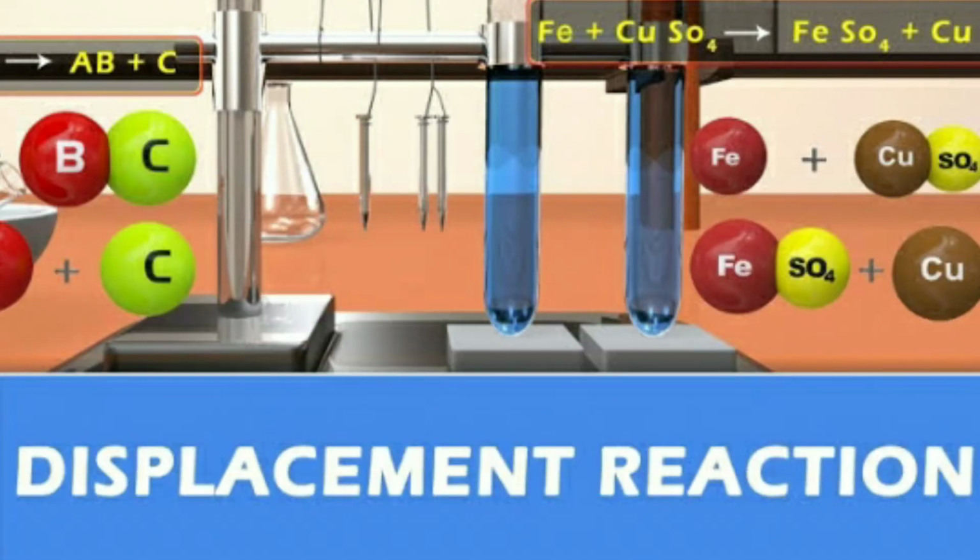Displacement reaction. A single displacement reaction, also known as exchange reaction, is a chemical reaction in which one element is replaced by another in a compound. In a displacement reaction, a more reactive element displaces a less reactive element to form a compound. Displacement reaction can be seen in both metals and non-metals. Example: zinc displaces iron from the iron sulfate solution and nickel displaces copper from copper nitrate solution.